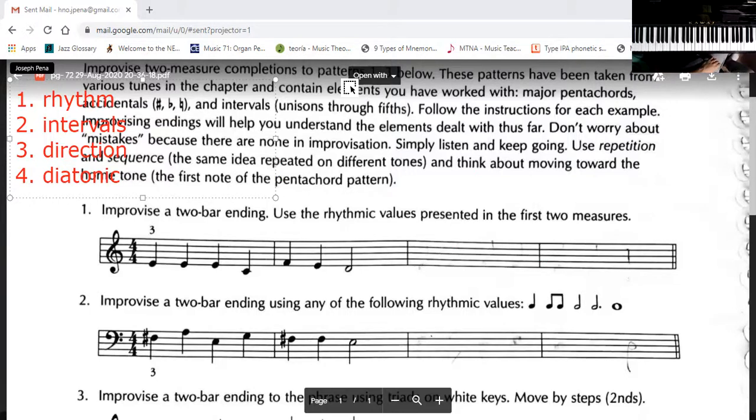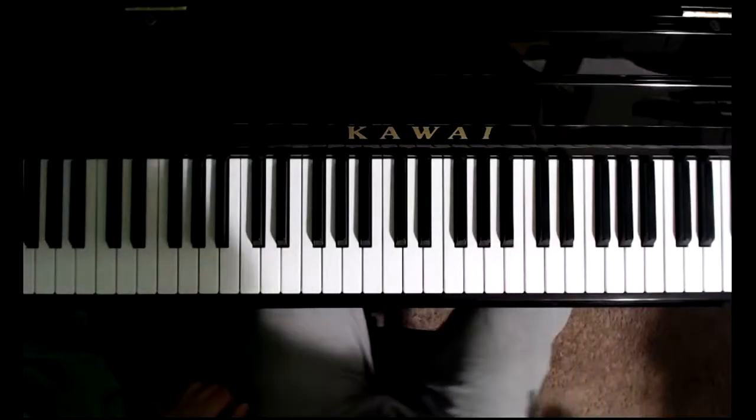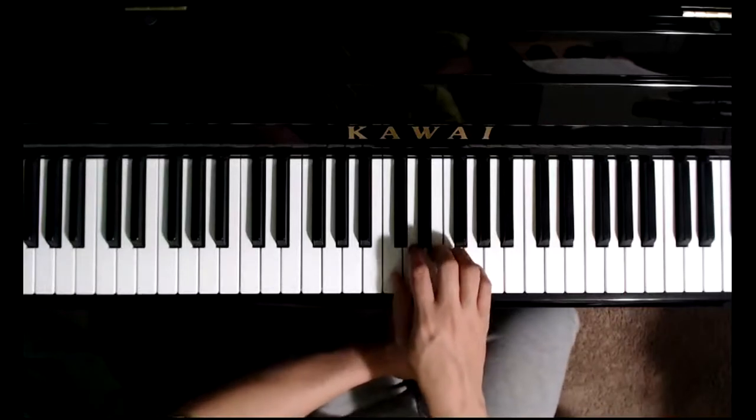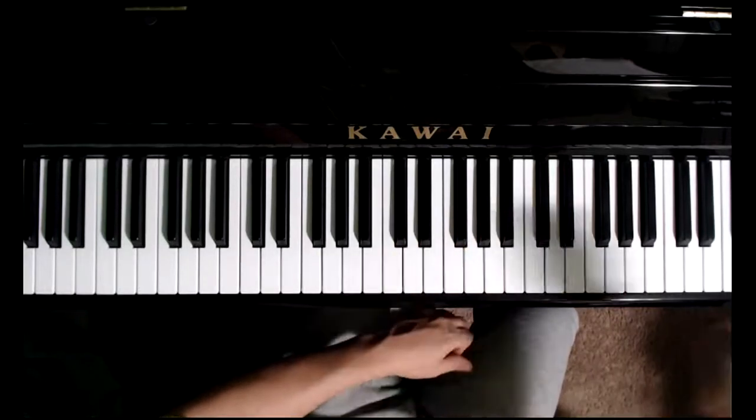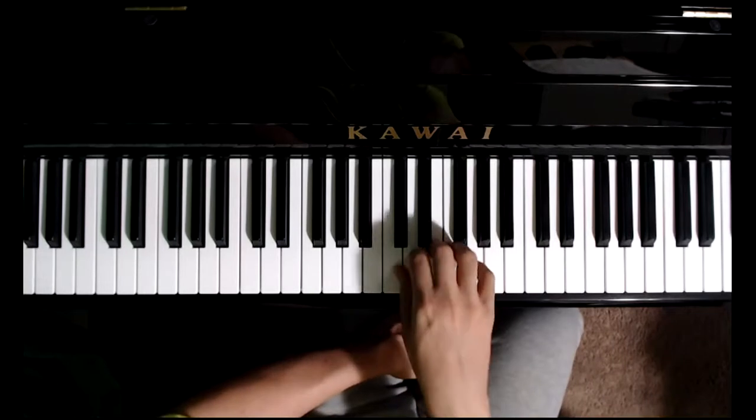So let's go ahead and get away from this page again. Let's see what we can come up with. So contrasting, keeping the rhythm the same, changing intervals and direction.